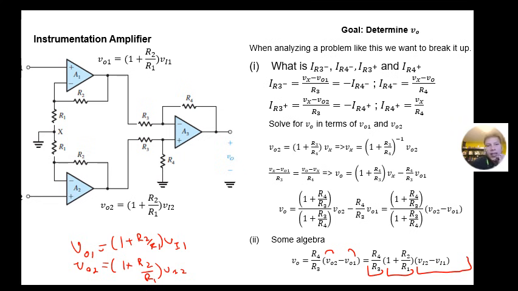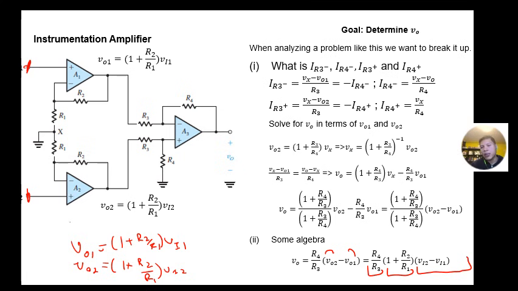So what we've actually just analyzed is what we call an instrumentation amplifier, and this is used in experiments when you need to amplify a very small signal. In particular, this scenario actually has a very good signal to noise ratio and a common mode rejection, meaning that it looks at the difference between two terminals and it amplifies it very big while suppressing the average of the two signals.